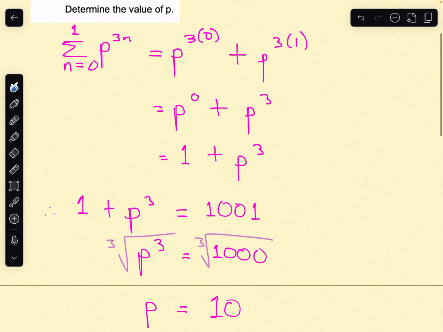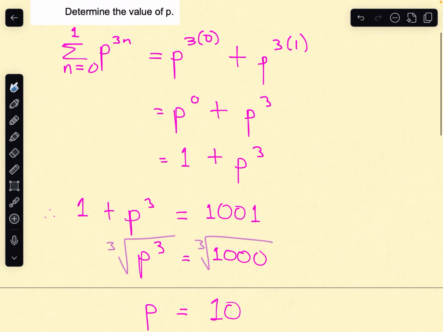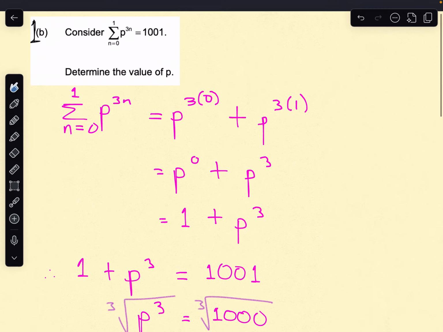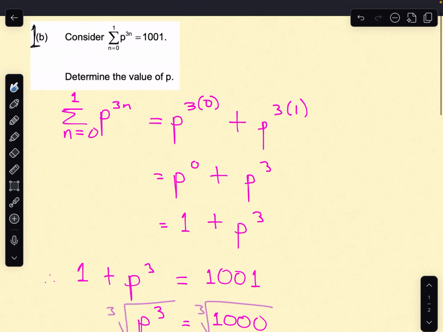Right, and yeah, not much more to say on that. Let's see if the memo agrees, and the memo is in full agreement. p is equal to 10. So yeah, okay, nice.